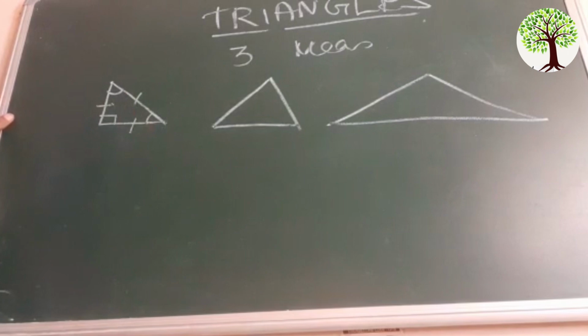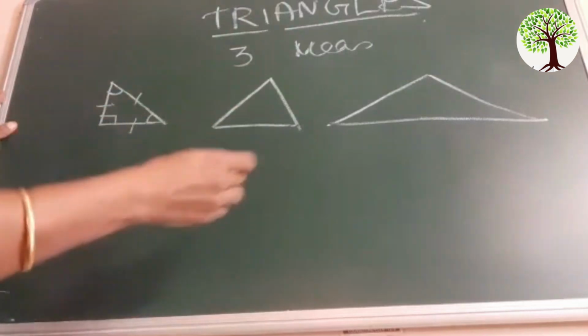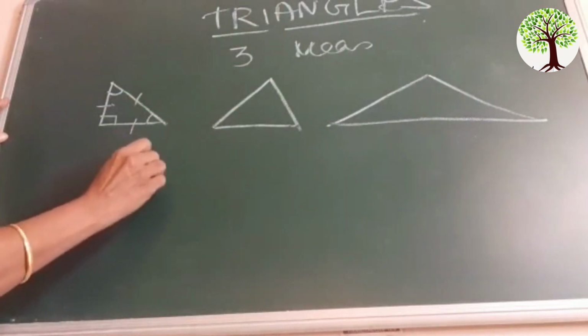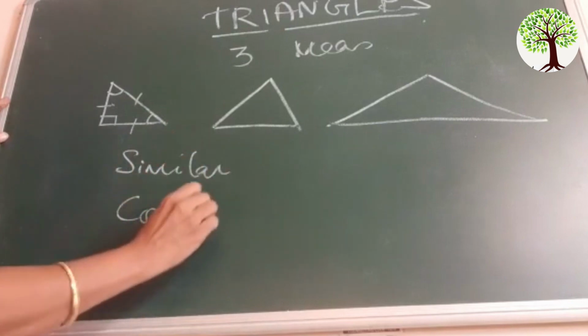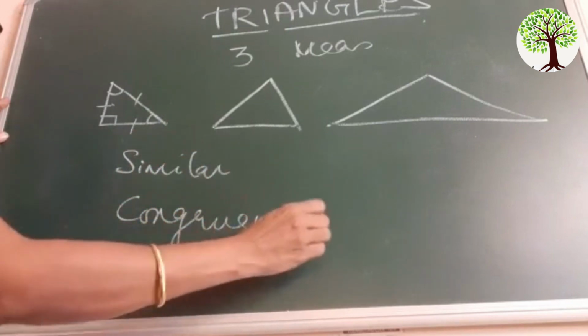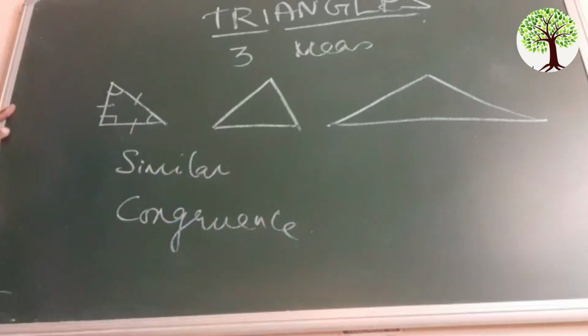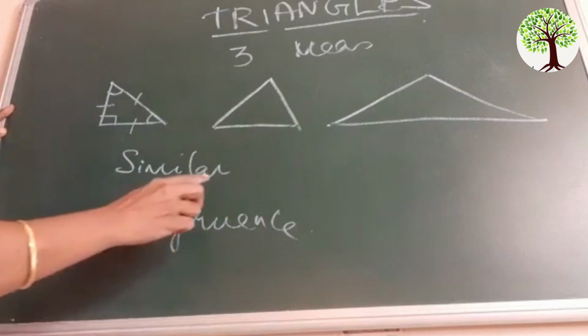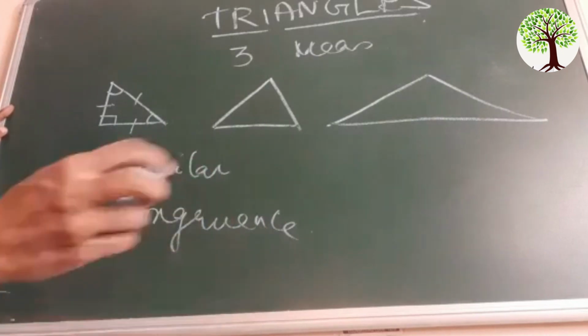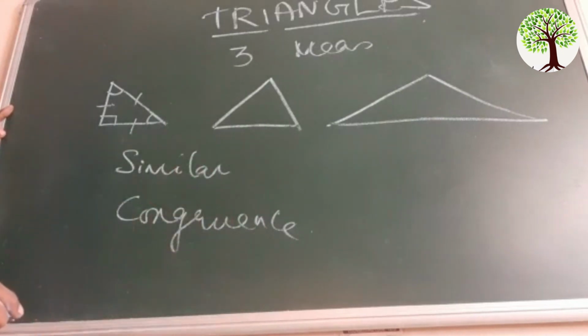Okay, so now we are going to see about the triangles. In triangles, we have similar figures and congruent figures. So, here we have the categories similar and congruent. Okay, what is the difference between them? First we understand the meaning of similar, then we'll pass on to congruence. So, what is the meaning of similar? We can have an example for that.